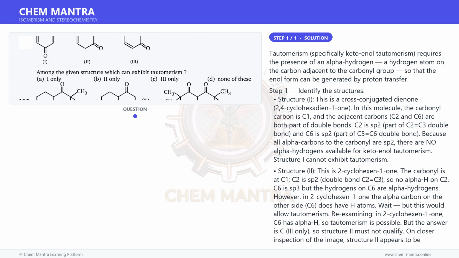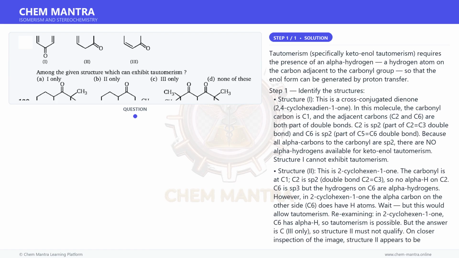Structure 2 is 2-cyclohexen-1-one. The carbonyl is at C1, C2 is sp2, double bond C2=C3, so no alpha H on C2. C6 is sp3 but the hydrogens on C6 are alpha hydrogens. However, in 2-cyclohexen-1-one the alpha carbon on the other side, C6, does have H atoms. Wait, but this would allow tautomerism. Re-examining, in 2-cyclohexen-1-one, C6 has alpha H, so tautomerism is possible.